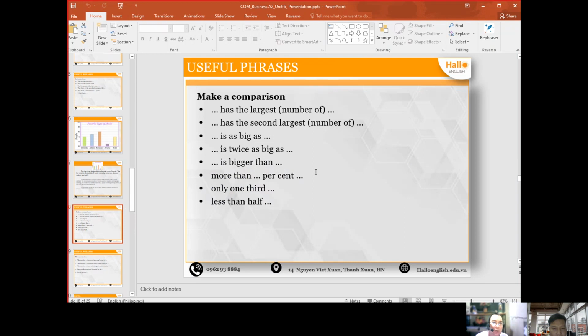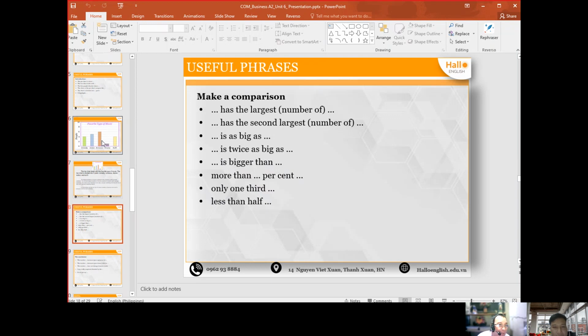Now, these are also useful phrases in making a comparison. When we say making a comparison, that means we are comparing the graphs, comparing the chart, comparing the ideas that are written in there, or comparing the data. So you can also say, "has the largest."